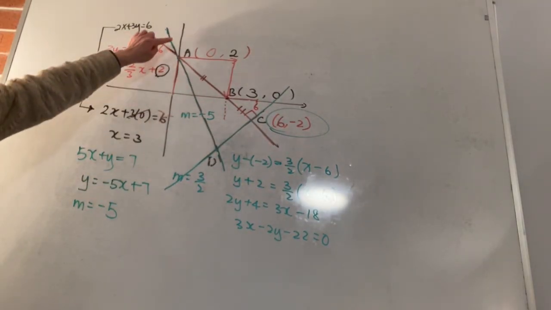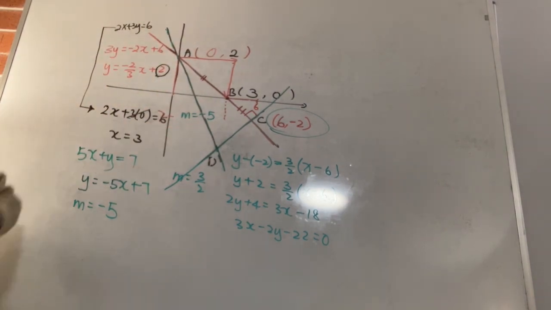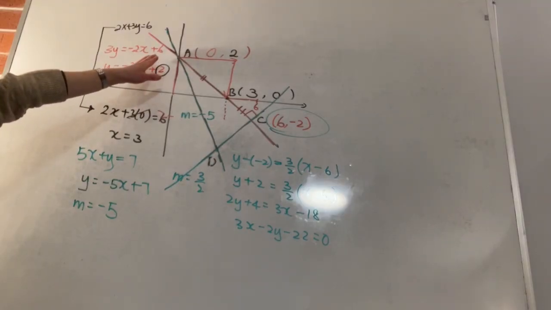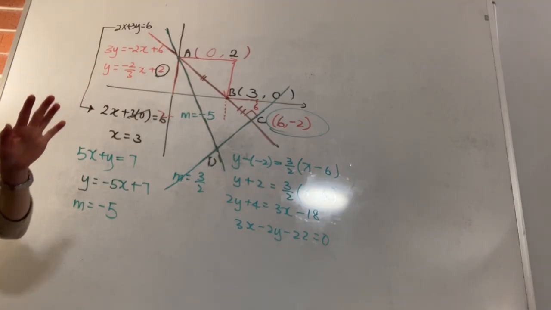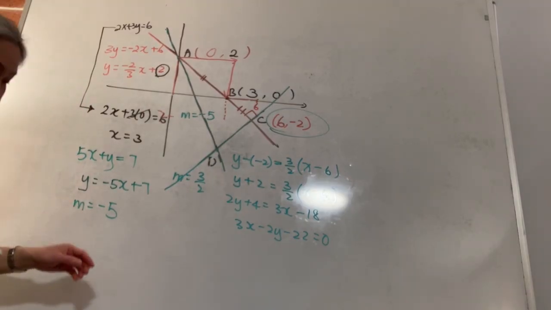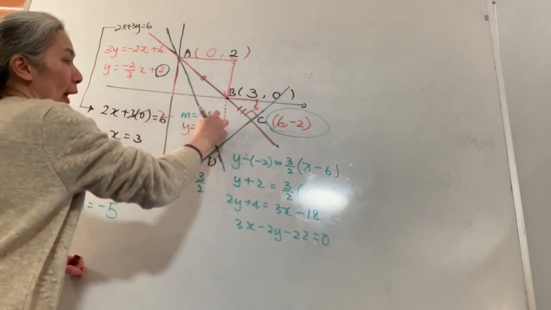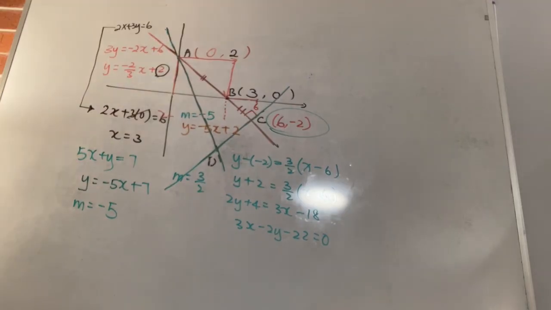And you do have a point. Because it cuts through point A and you know the gradient, and A is even better, the y-intercept, I can find this equation straight away. Remember, y equal to mx plus b? So I can just use that. This equation is y equal to minus 5x plus 2 because it cuts at 2. And that's what I need to do.